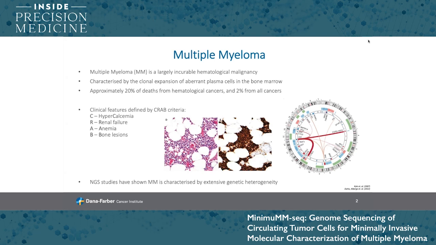With the rise of genomic technologies over the last decade, there have been numerous next-generation sequencing studies performed on myeloma patient samples, showing that myeloma is characterized by extensive genetic heterogeneity. You can see in the summary plot, the CIRCOS plot on the right, that there's many somatic driver mutations, copy number abnormalities, gains and losses, and translocations, which are found across different subgroups of myeloma patients.